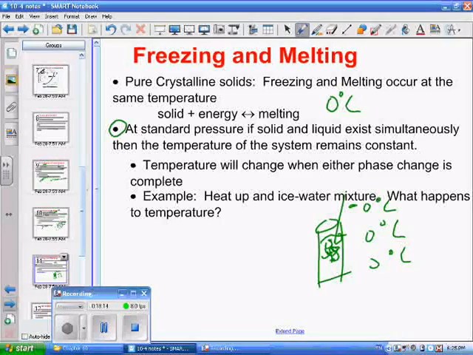So temperature will change when either phase change is complete. Once all this ice is melted, the temperature will start to rise. An example, heat up ice, water. Okay, that's what I just described.